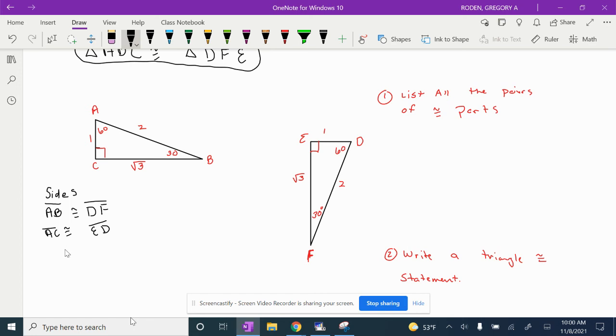All right, Mr. Chris, what's another side congruent statement? CB and EF. Okay, so CB is congruent to EF. Why is that true, Chris? Because they have the same measure of the square root of 3. They have the same measure of the square root of 3.